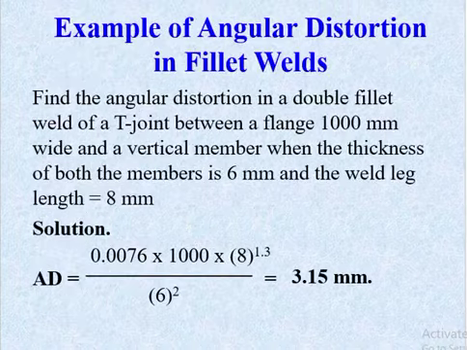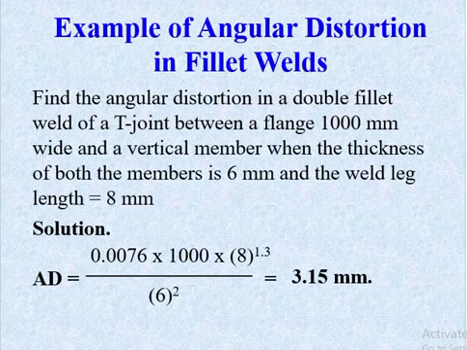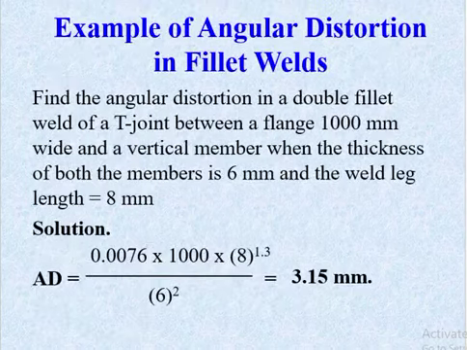The fillet joint is between a flange 1000 mm wide and the vertical member, when the thickness of both members is 6 mm and the leg is 8 mm. Solution: AD, angular distortion, equals 0.0076 × 1000 × 8^1.3 / 6² = 3.515 mm. This is the angular distortion of fillet weld. This is one side, and another is the double side.